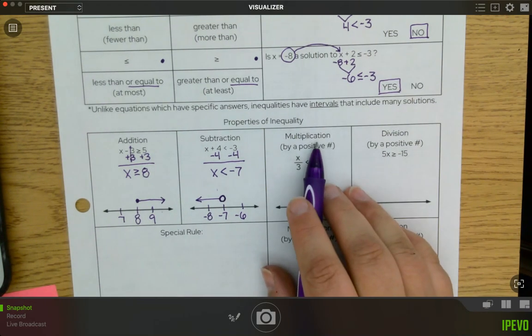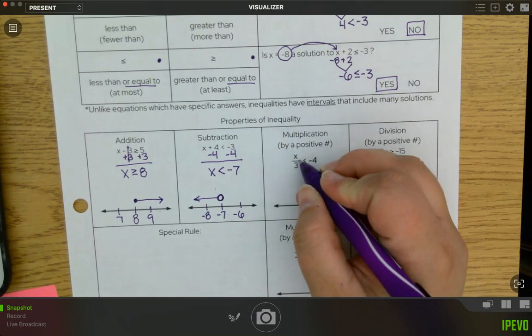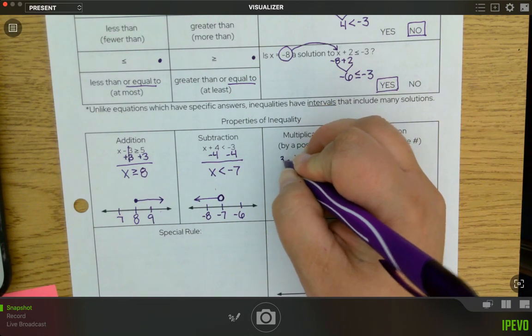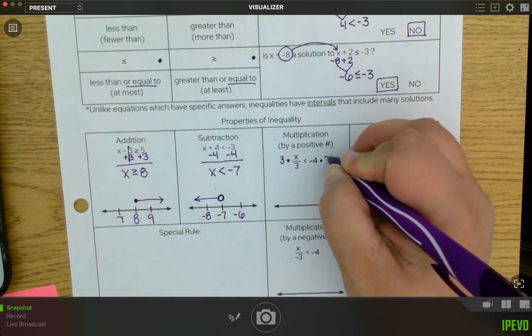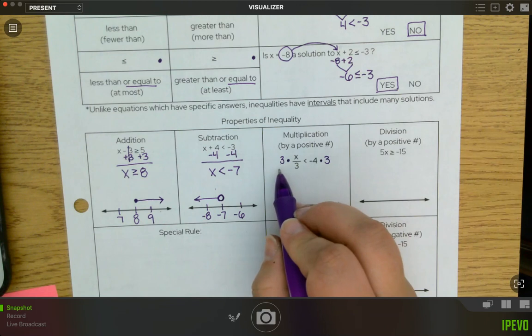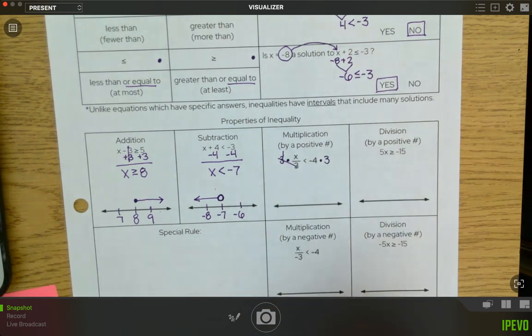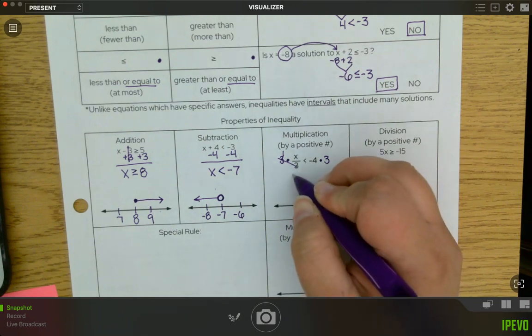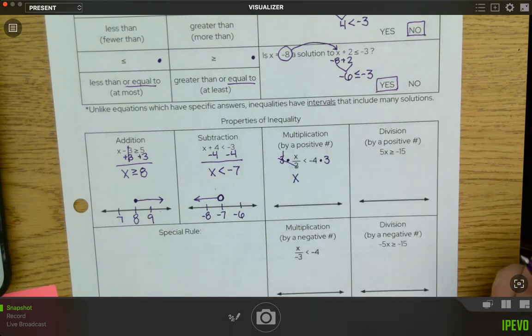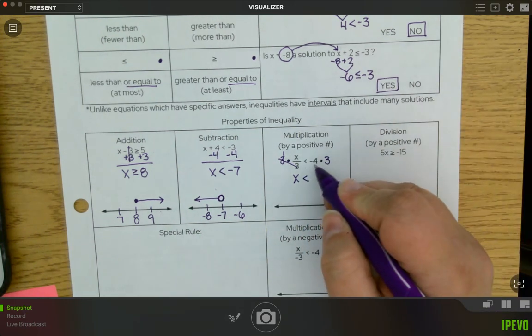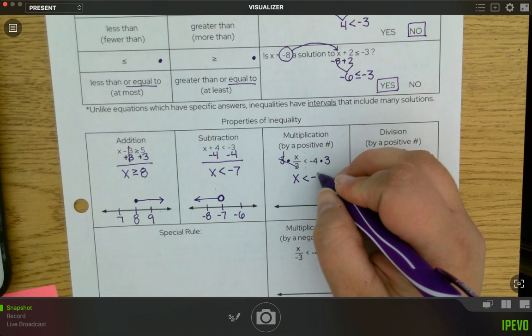Now let's talk multiplication. You'll notice that this is dividing by 3. The opposite of dividing by 3 is multiplying by 3 on both sides. Over here, 3 divided by 3 is 1. We just don't always write that 1 in front of x. Instead, we just write x. Keep this symbol in between. And negative 4 times 3 is negative 12.